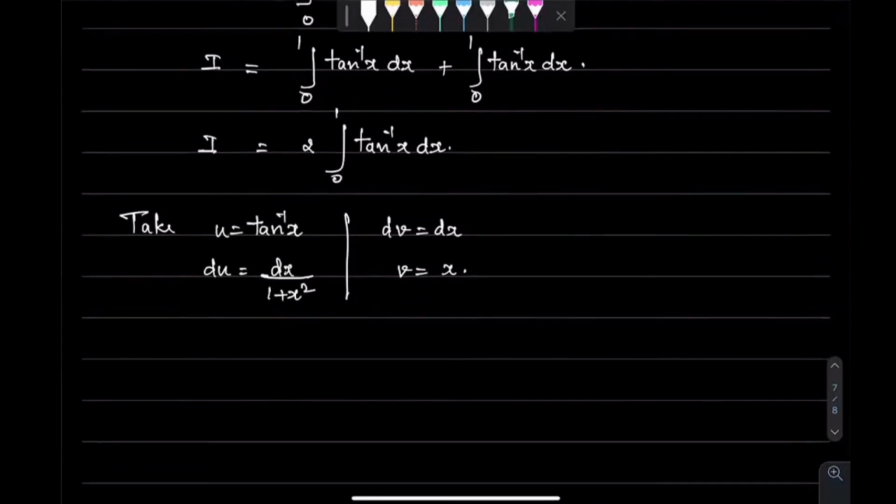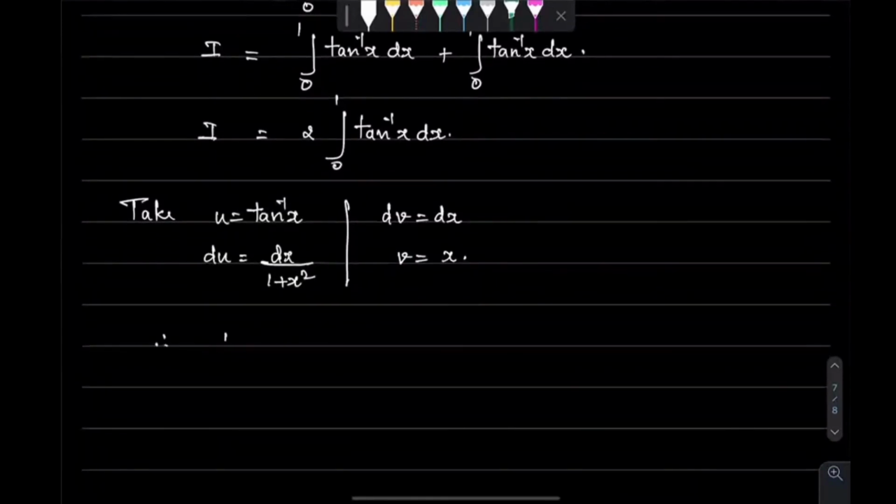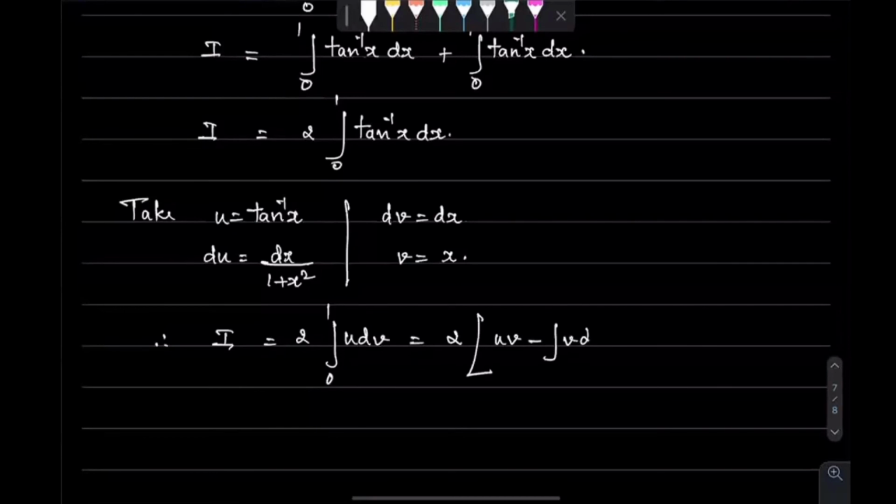So once this is over, therefore your I becomes 2 times of, it is of the form integral u dv. So what do you get? What is integral u dv? uv minus integral v du, right? Yes, sir. So it is actually of the form, I can take it as 0 to 1 u dv, which is nothing but 2 times of uv minus integral v du. So I'll write it down here for you, 0 to 1.